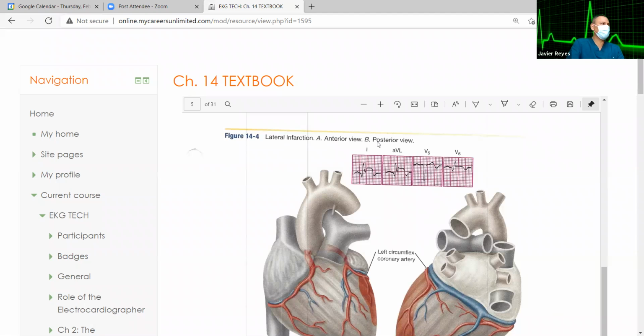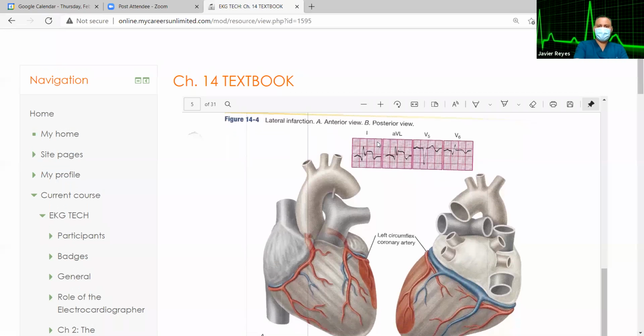Incomplete occlusion is when you don't see ST elevation. So if you see that ST elevation, that means there is complete occlusion of the artery. Which artery, Raquel? Which artery has been occluded here? Which one? For 14.4.